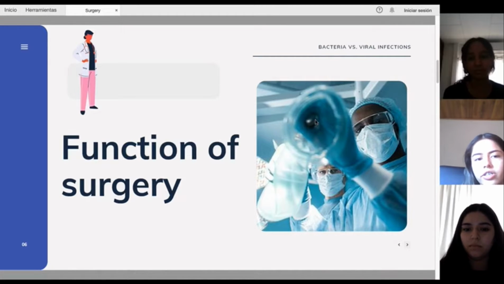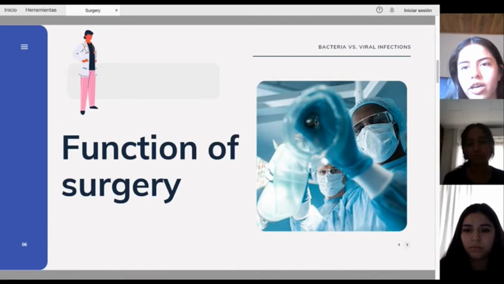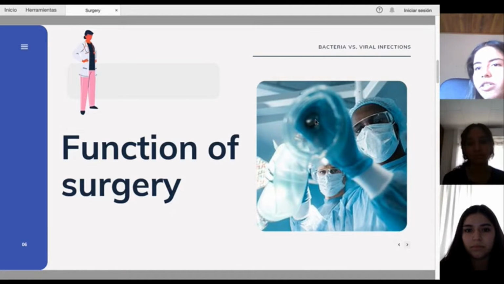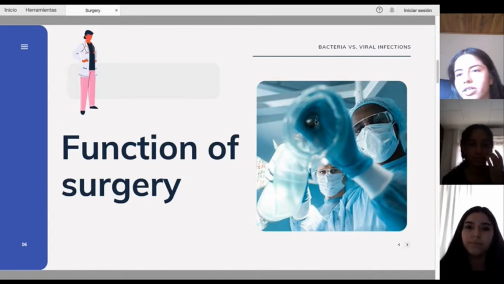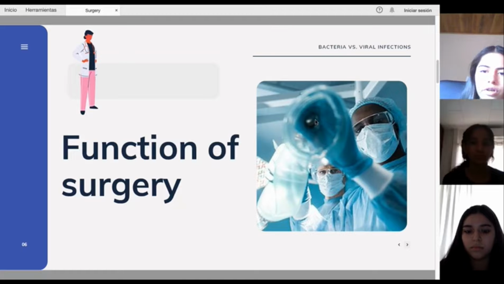Function of surgery. Surgery is a procedure to remove or repair a body part or check for disease. It can be used to extract or treat any disease and injuries, or to alter the appearance of the body. Surgery is also the branch of medicine that specializes in the diagnosis and treatment of diseases or conditions through operation.